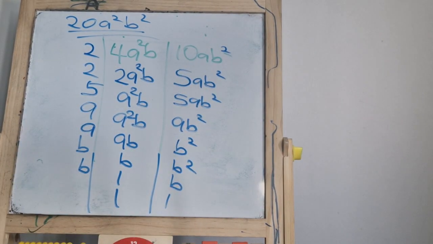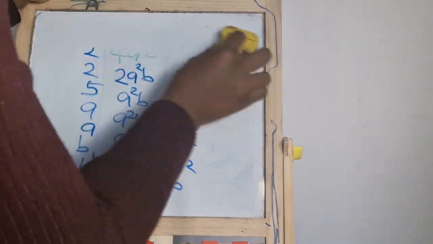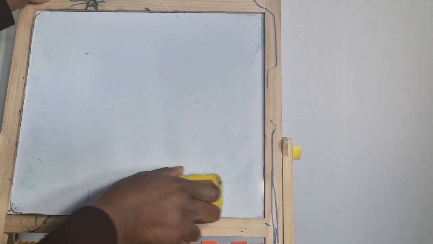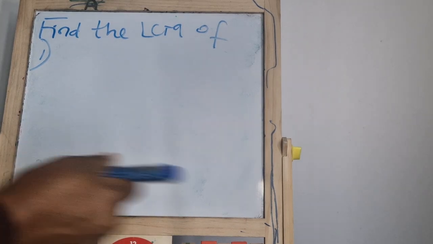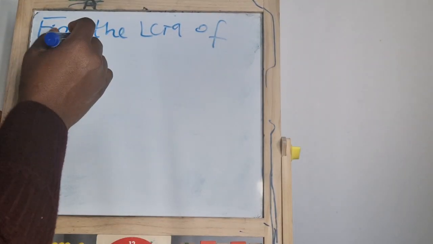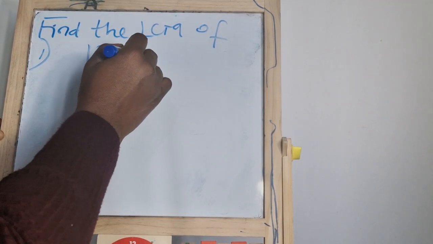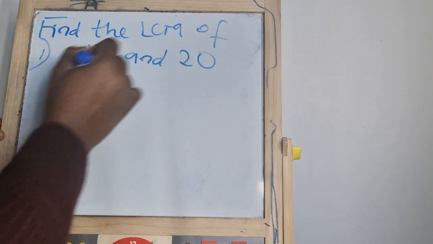So it's just the same way. All you have to do is start dividing with the smallest prime number, move to the next prime number, then start taking the alphabet one after the other. And when you are done, you multiply all the numbers that you used to divide. You multiply everything.